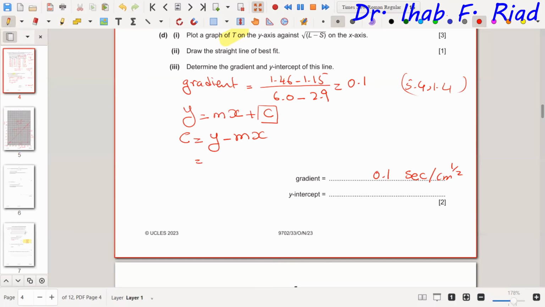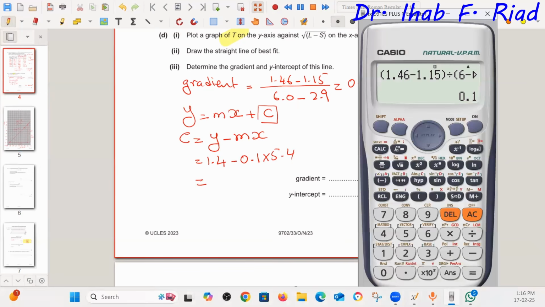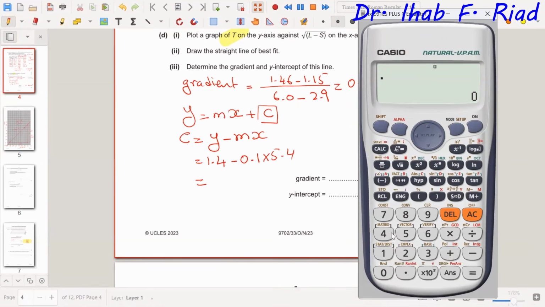What is y for now? 1.4. What is the gradient? 0.1. What is the x? 5.4. Yes, exactly. Do the math. 1.4 minus 0.54. 0.86.